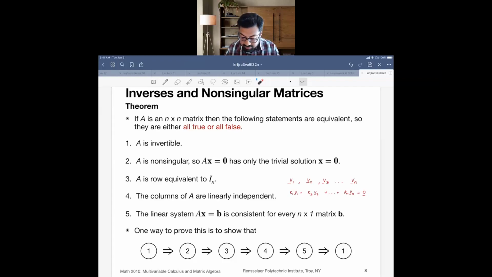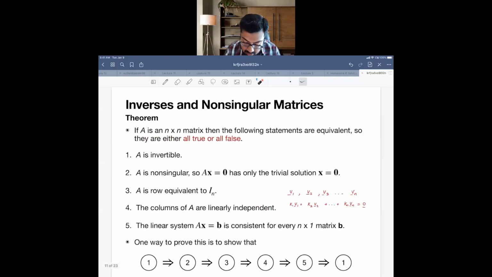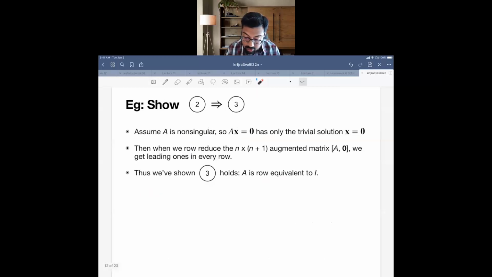So I'll look at one of them with 2 and 3. I'll assume that we are given 2, and I will try to see whether 3 is going to be true or not. So we'll show that 2 implies 3. What does 2 say? 2 says that A is non-singular. So the solution to the homogeneous equation Ax equals 0 is a trivial solution. All the unknowns are 0. So I'm going to assume that. Assume 2, which means that Ax equals 0, the homogeneous equation, has only a trivial solution.